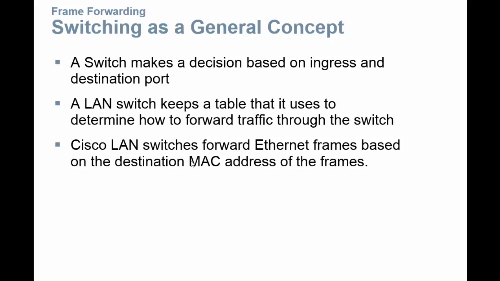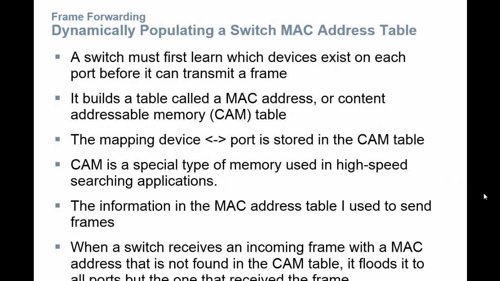And remember, each device has a MAC address. Dynamically populating a switch MAC address table. Like I said, a switch must first learn which devices exist on each port before it can transmit a frame. And it builds this table called the MAC address or content addressable memory table. The mapping device port is stored in the CAM table. And the CAM is a special type of memory used in high-speed searching applications. The information in the MAC address table is used to send frames.